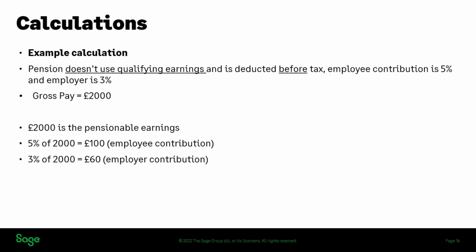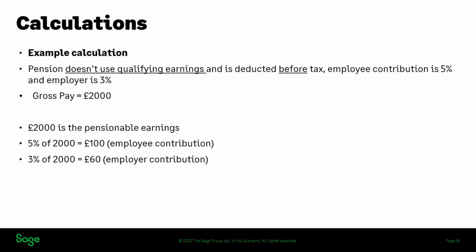So this one, the pension, doesn't use qualifying earnings and is deducted before tax. The employee contribution is 5% and the employer is 3%. Gross pay is £2,000. Nice and easy, this one. £2,000 is classed as the pensionable earnings, doesn't use qualifying earnings, so it is in fact the total amount of pay. And then because it's deducted before tax, it's just about getting the 5 and the 3% of the pensionable earnings. And that is it. So the easiest of all the pension calculations is that one.